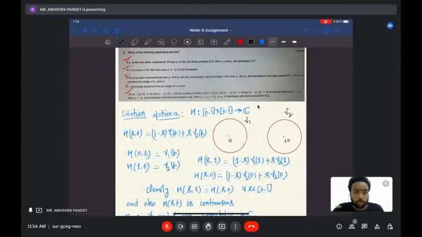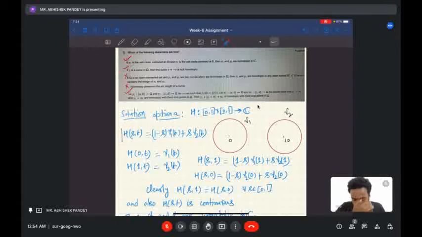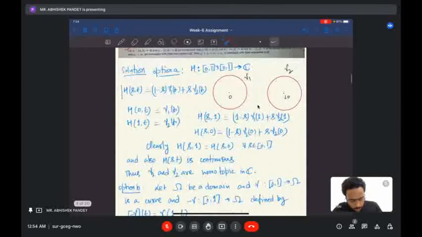So basically we have to show whether this is homotopic or not. For the homotopy, define this function, which is called the linear homotopy: (1 minus s) gamma 1 of t plus s gamma 2 of t. As you can see, all the conditions of homotopy hold, and since H(s,t) is also continuous, gamma 1 and gamma 2 are homotopic in C.